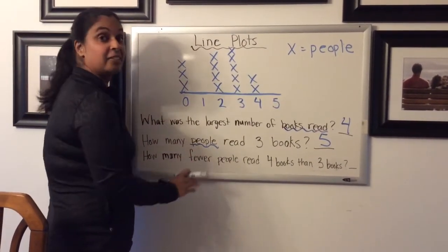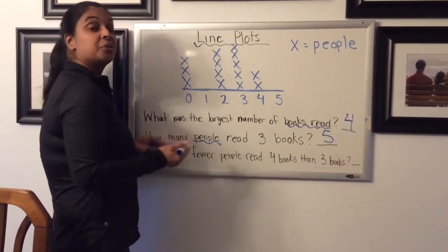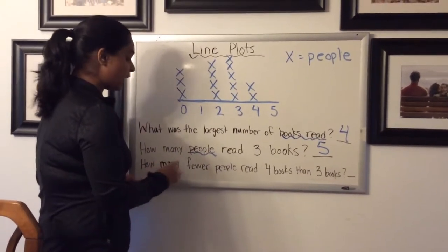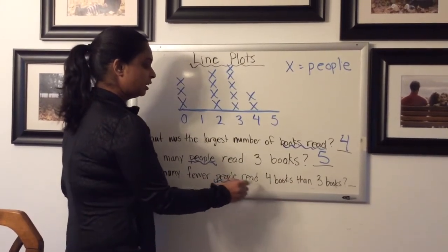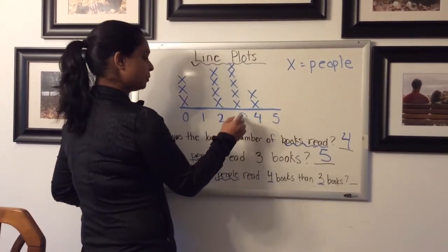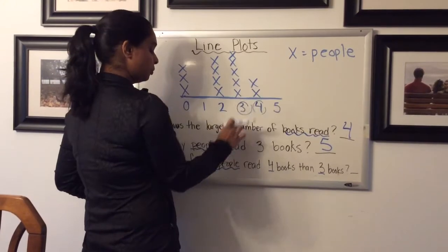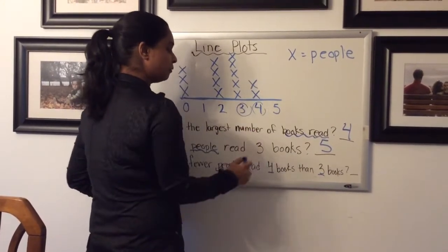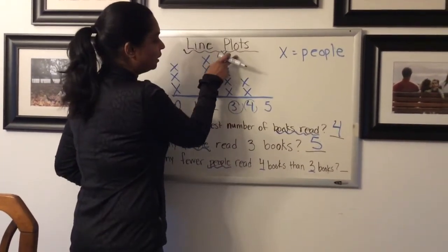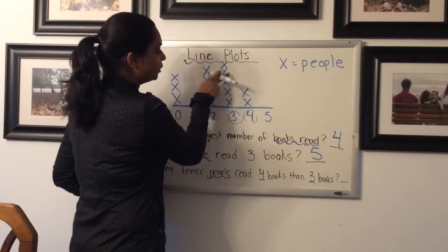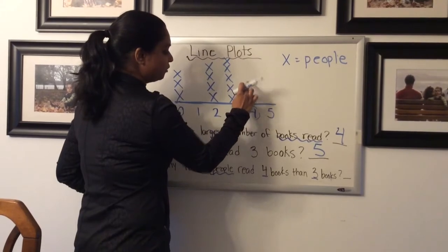Now, you may have questions like this which show a comparison. It might be fewer, it might be more. All right, we're used to answering those kind of questions with bar graphs as well. How many fewer people read 4 books than 3 books? So again, I have to look at the people of 4 and 3. Now, there's 1, 2, 3, 4, 5 who read 3, and 2 who read 4. So how many fewer? Well, 3 is up here at 5, and so it would be 1, 2, 3 fewer.